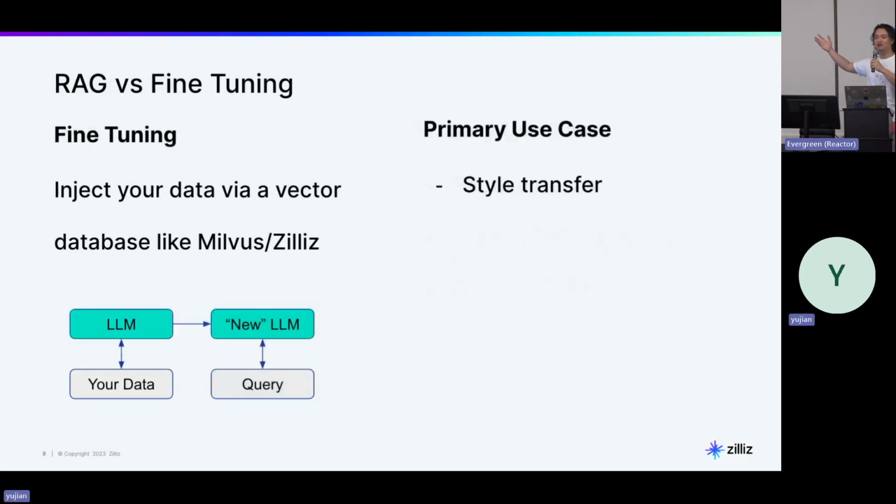Okay, what about fine tuning? I always get this question. Fine tuning is not injecting your data via a vector database, but I just forgot to edit that slide. It looks like this. You put your data into an LLM and you train it, and then that goes into a new, fine-tuned LLM, and you query your fine-tuned LLM. The primary use case for fine tuning is style transfer. It's really good for saying, hey, I want you to talk like this.